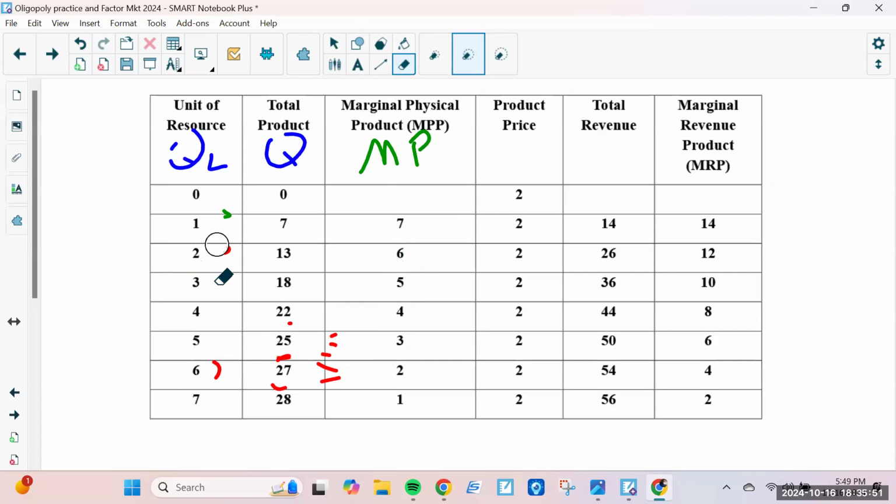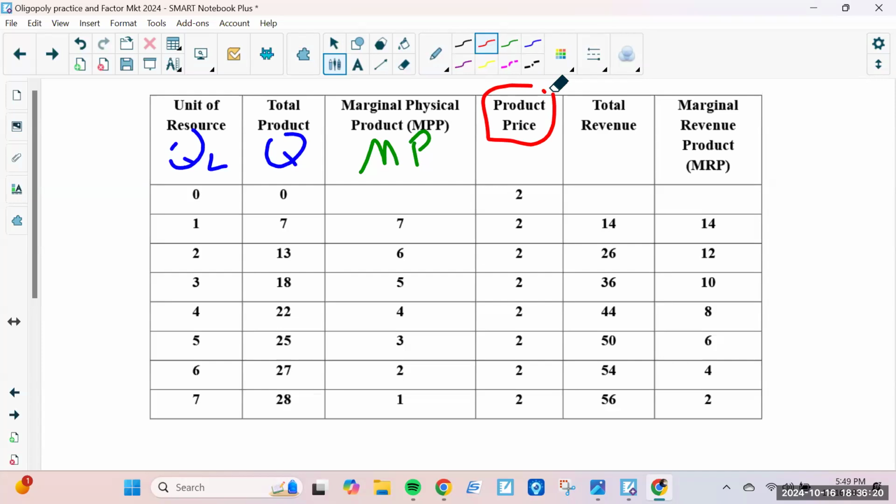So there's that. Now we go through the columns. We've got our quantity of labor in the first column and our quantity of output in the second. The first column is the factor market, the second column is the product market, the third column is product market because it's production, and the fourth column is also product market. It's the price of the product, which is $2. What this tells us is that this firm is a perfect competitor in the product market, because they can sell 18 units at $2.